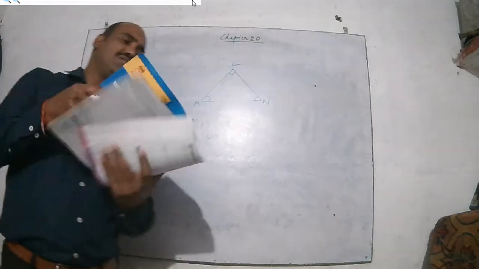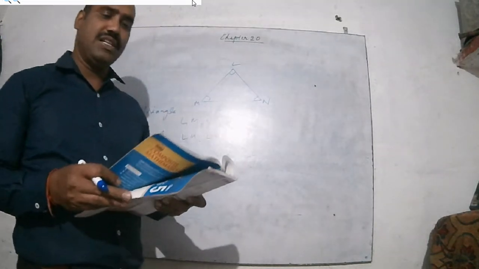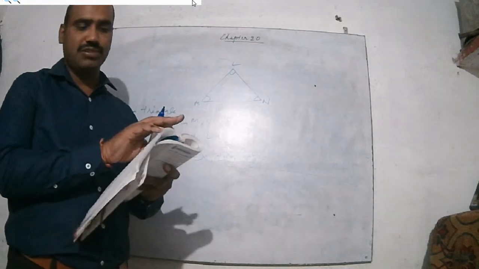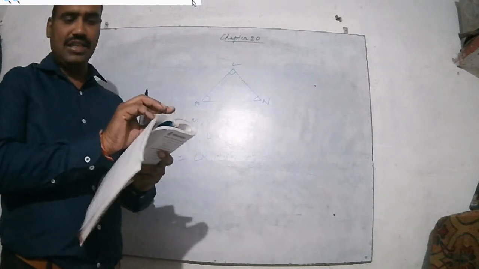Measure the sides of each of the following triangles given below. Verify in each case that the sum of the lengths of any two sides is greater than the length of the third side.